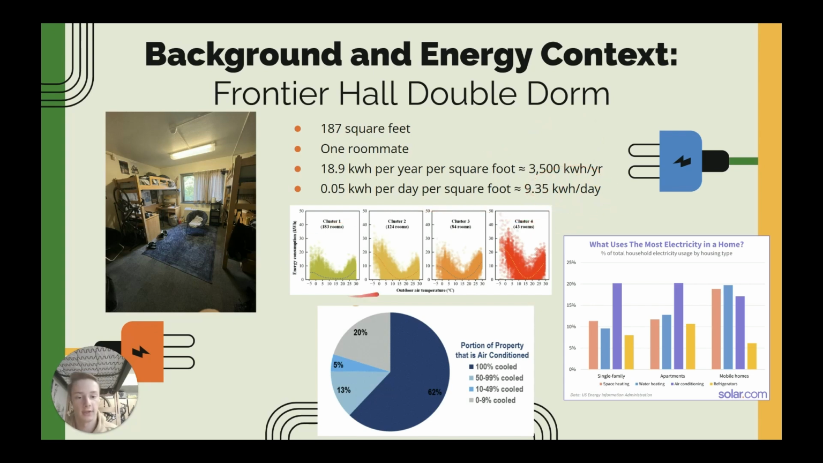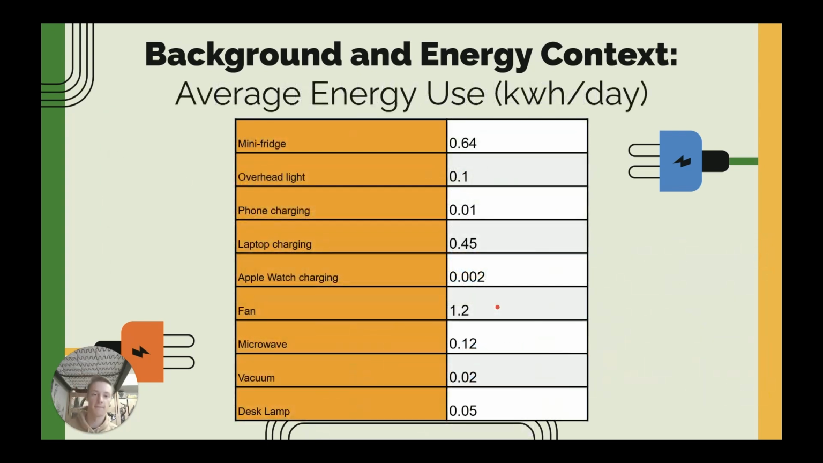A couple interesting graphs here. We have outdoor air temperature compared to energy usage in different types of dorm rooms. It shows here that as the number of rooms decreases, the energy increases. The percentage of dorm rooms in the US that have air conditioning is 62%, which includes my dorm room. As you can see here, for most types of homes, air conditioning uses the most amount of energy, and we'll see how that affects the results later.